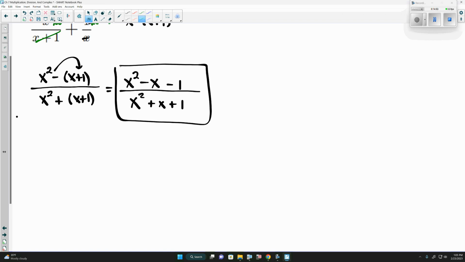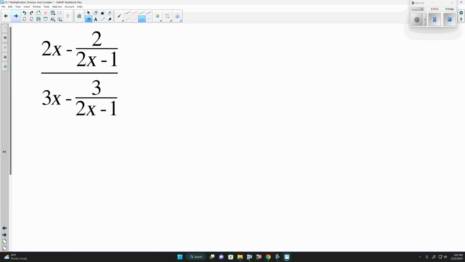The bottom one will not factor because it has imaginary solutions or imaginary factors. And the numerator would have irrational factors. So this is it here. Questions on any of this here? Do we feel good with these here?